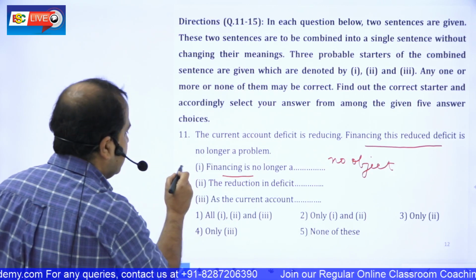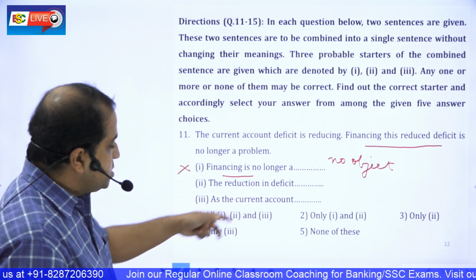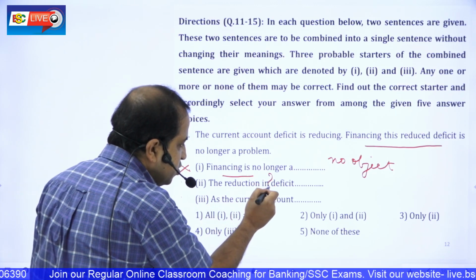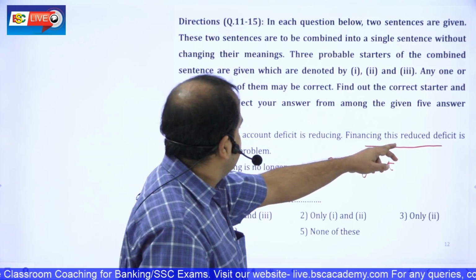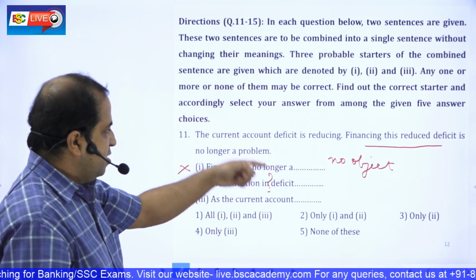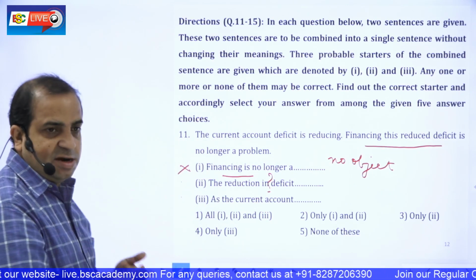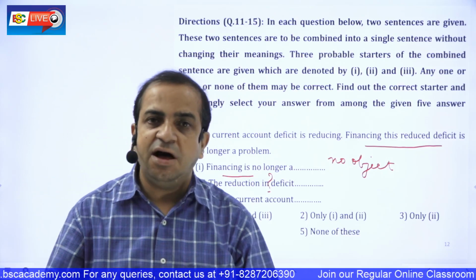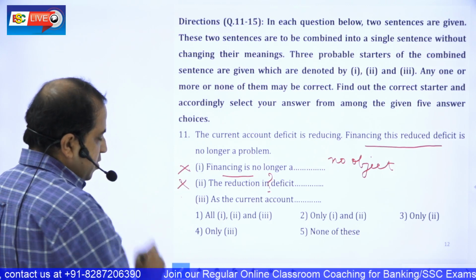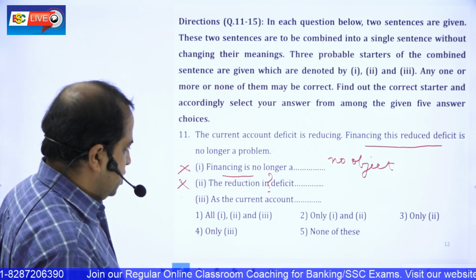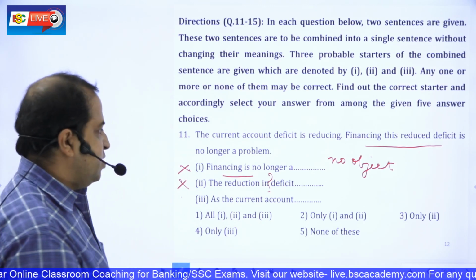So we can't start with this. Now the reduction in deficit. Which deficit are we talking about? Something is missing here. The reduction in deficit, because here we said this reduced deficit, which is what? A reduction in current account deficit. But saying simply the reduction in deficit, you are taking only half the meaning. So we cannot go for this either. Now let us see if we can start with 3, because it can be 3, it can be none. So we have to be careful with every choice.